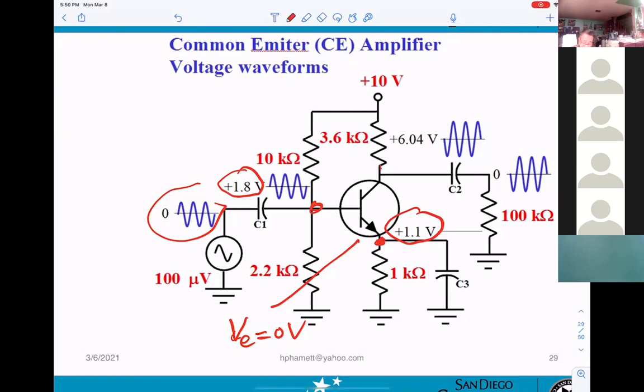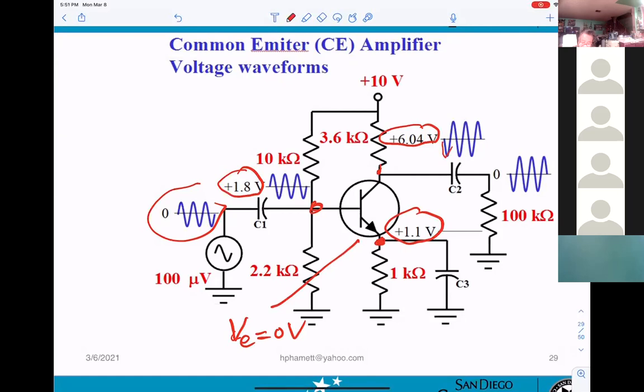Also at the collector, you get 2 voltage. One will be DC, and another one will be your voice, the sine wave. However, now it's bigger, but it will be opposite to the input here. Input going up, output going down: 180 degrees out of phase, or opposite.